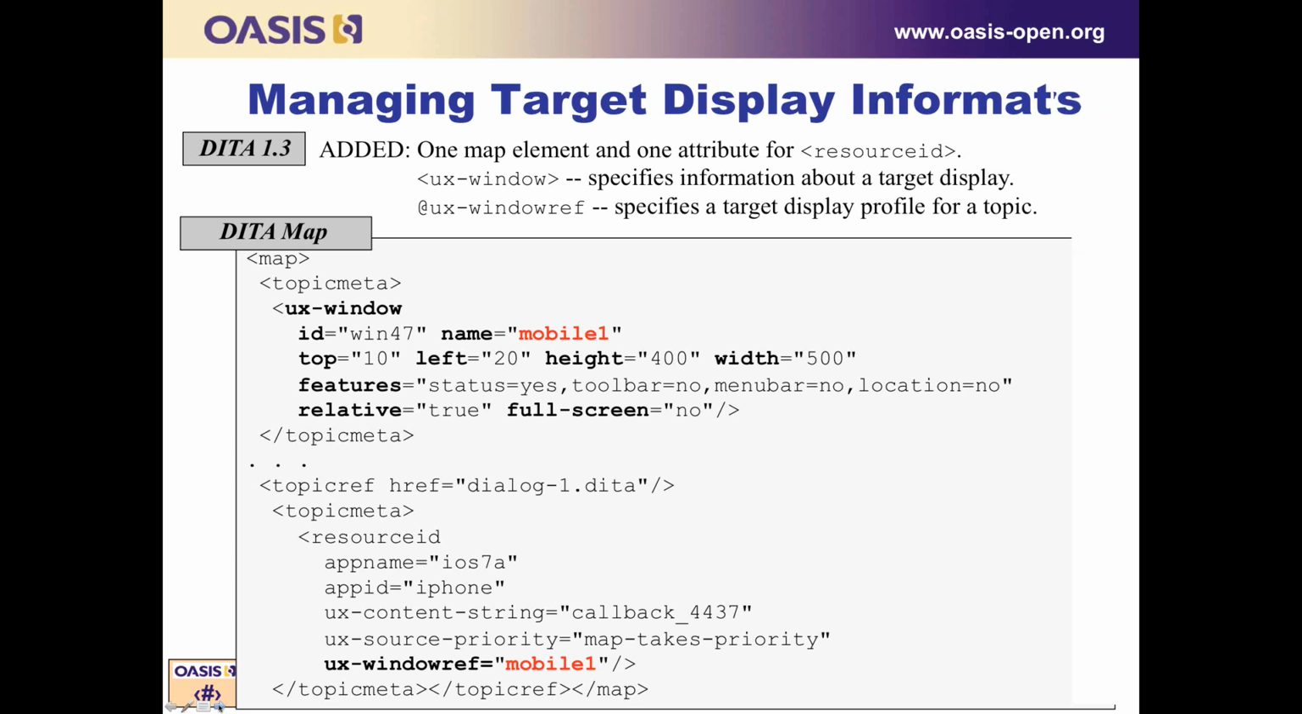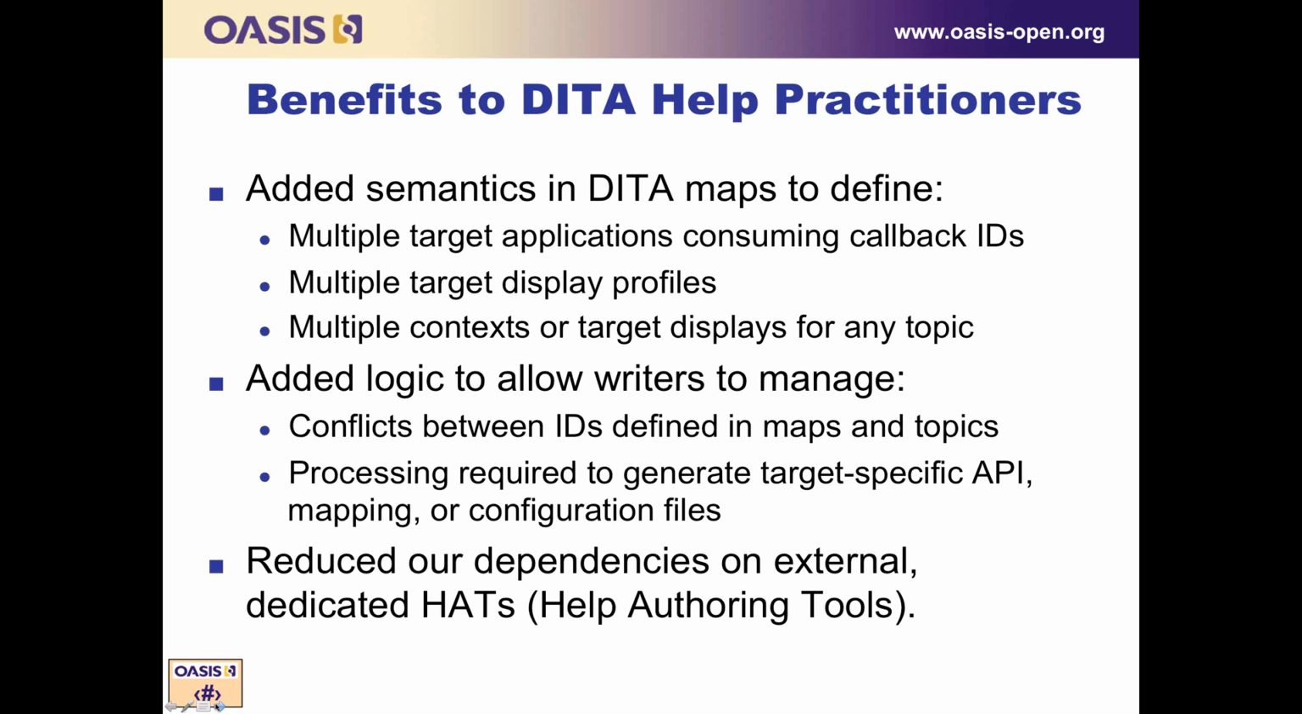Thank you. So to wrap up where we are, we see three benefits for DITA help practitioners from what we're doing in 1.3. I'm not going to read all the bullets here, but at a high level, we've added semantics, so you have a more rich environment to capture your metadata. We've added logic that allows you to do branching and conflict resolution, so that's all goodness. And for a lot of people, we've reduced the overall dependencies we might have on external dedicated help authoring tools. A lot of this stuff now lives in DITA, and that's all goodness.